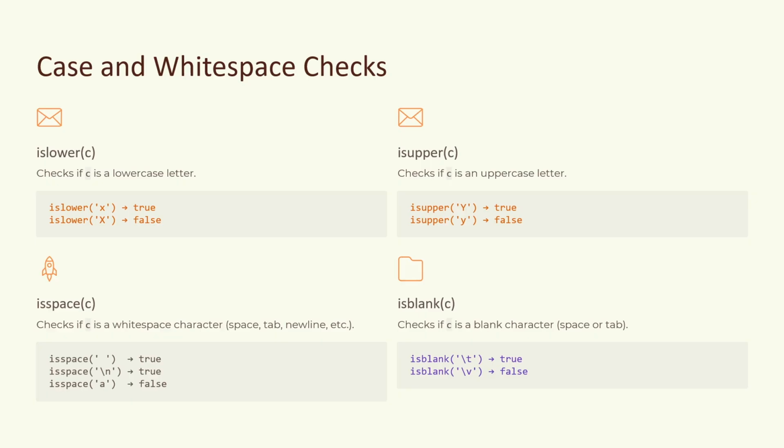So whitespace detection is handled by isspace, which identifies characters like spaces, tabs, newline characters, carriage returns, and vertical tabs. A related function is called isblank. It's going to check only for spaces and tabs. isblank of backslash t is going to return true, whereas isblank of backslash v is going to return false. These functions are particularly useful when cleaning input data, removing extra spaces, or parsing formatted text files.